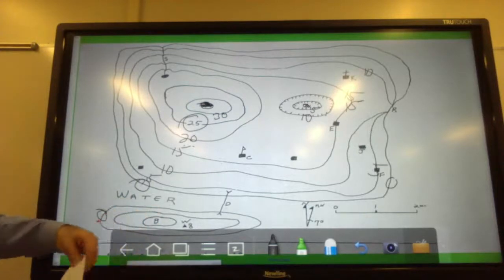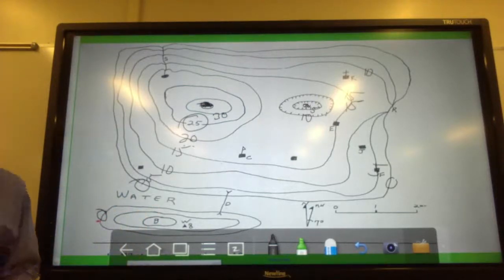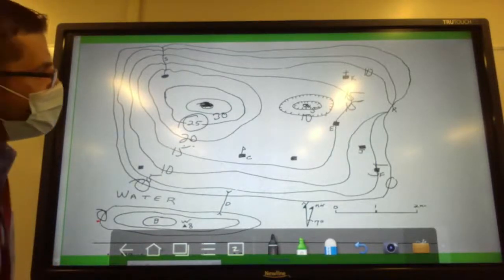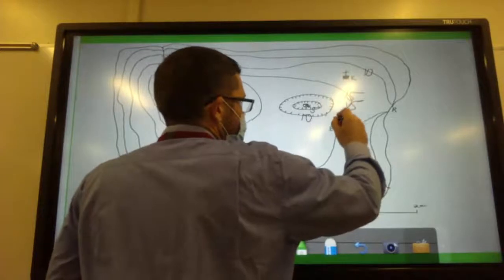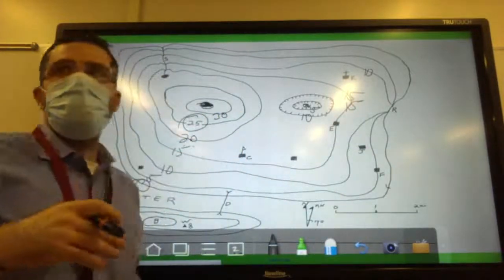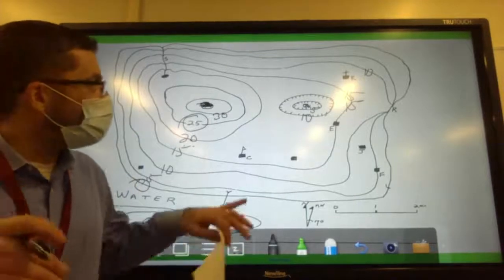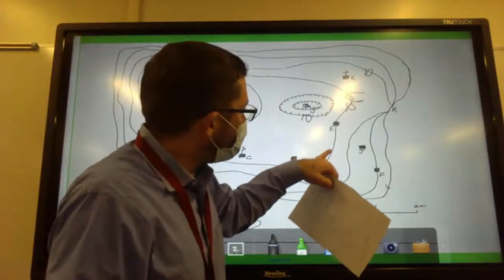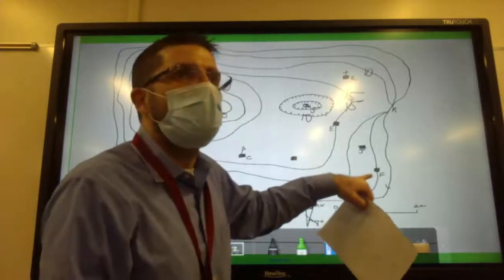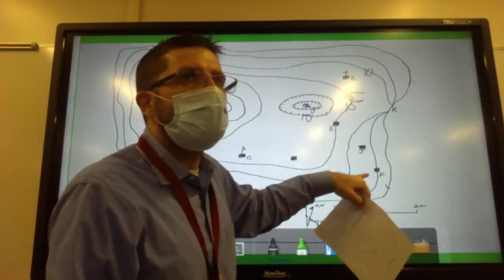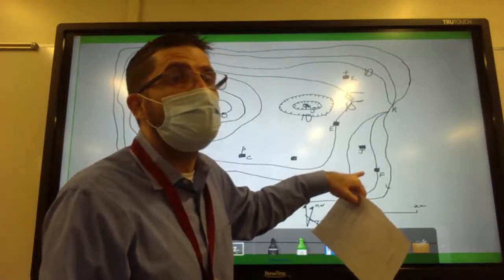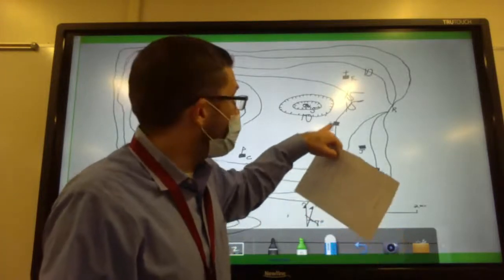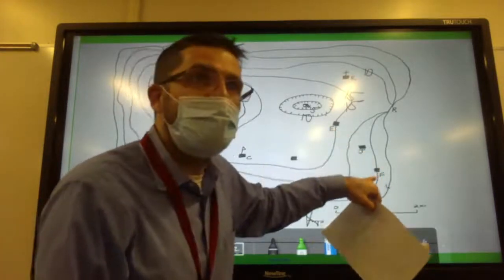All right, now gradient. It says, what is the gradient between E and F? So here is, let me erase this. Here is E, here is F. So the gradient is the change in elevation. So what is the change in elevation from here to here? How many feet? We know that the contour interval is 5 feet. From here to here, 5, 10. So the change in elevation is 10.